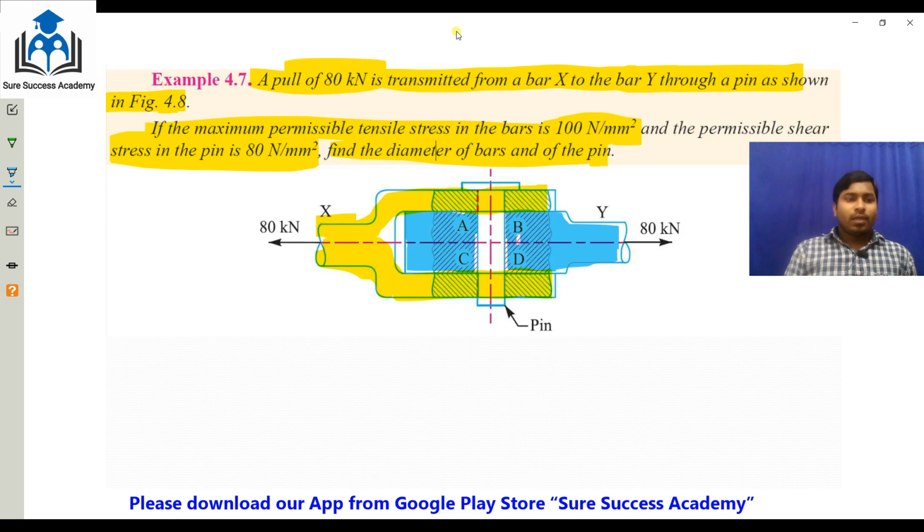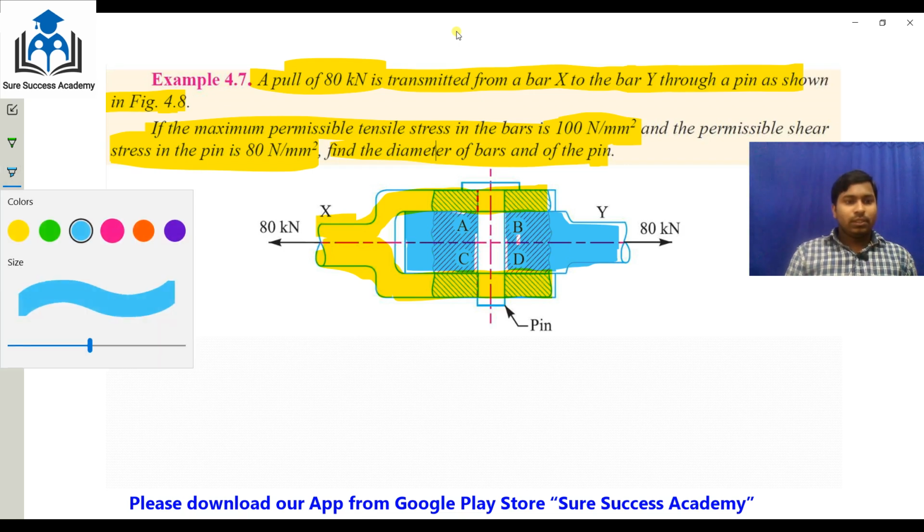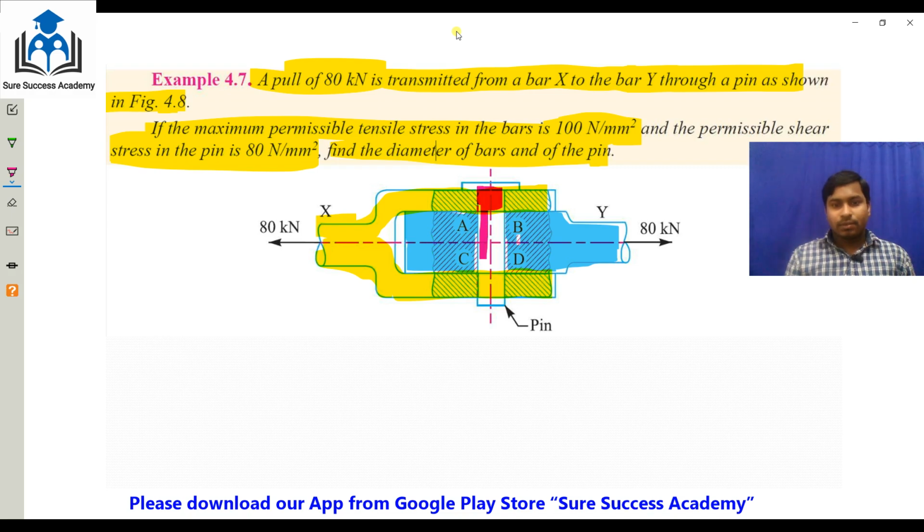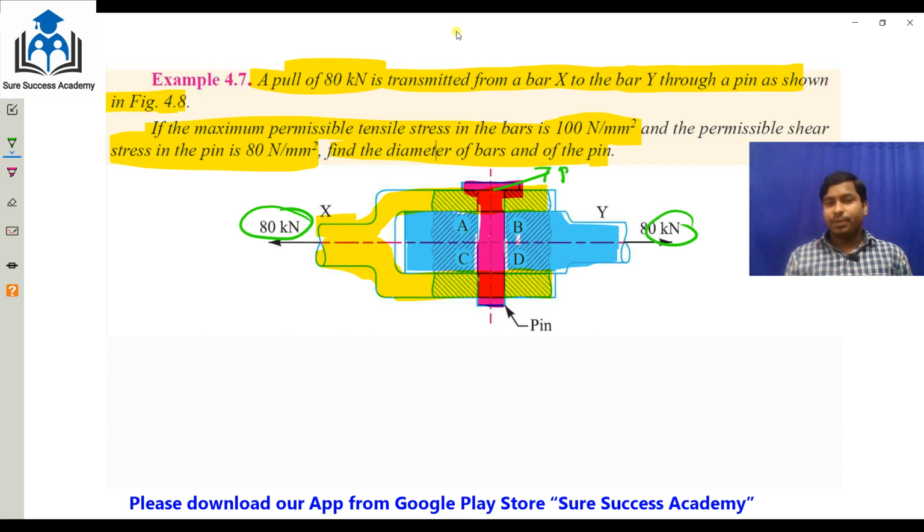Now, if you will see, this is the pin. You are applying the load of 8 kilonewton here. Due to this, the pin will shear off, and the resisting area will be this one. Due to this, the pin will shear off here and here.